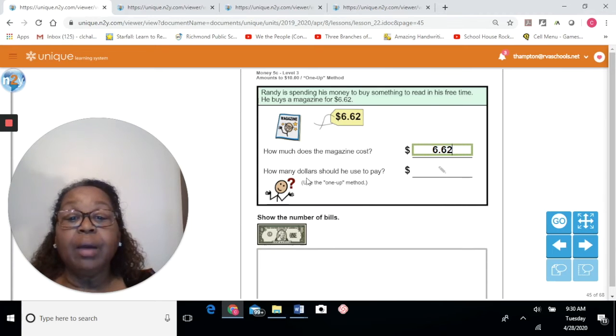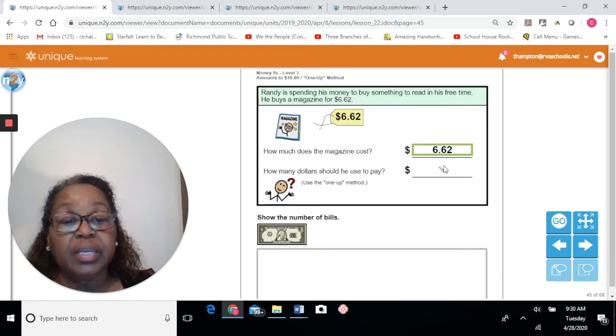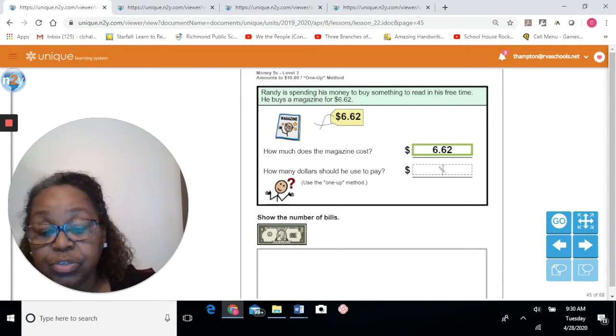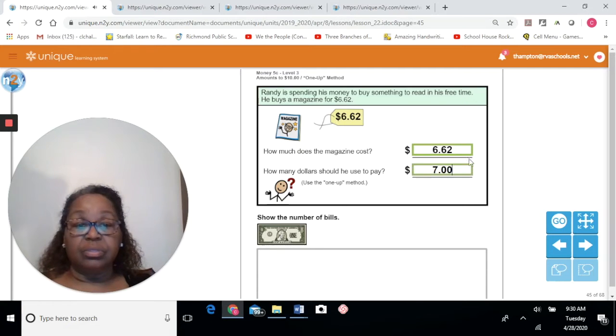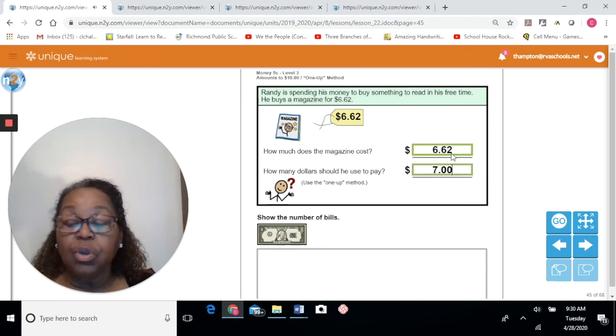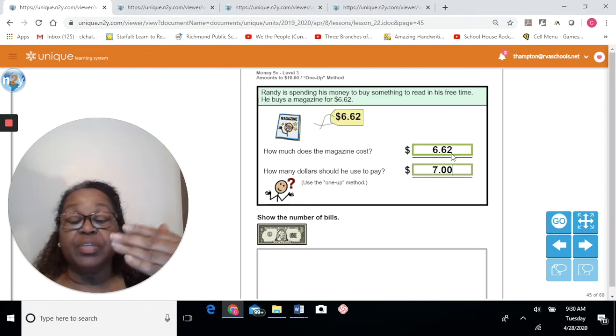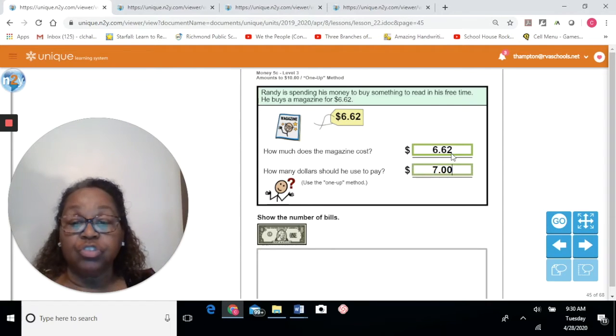So the value, how many dollars should we pay? Let's put the answer in. See if we're understanding correctly. $7. The value is $6. We give the cashier $1 more than the value. That way we can get change and we don't have to count change to the cashier. She'll give us back change. So in our box, we're going to put $7.